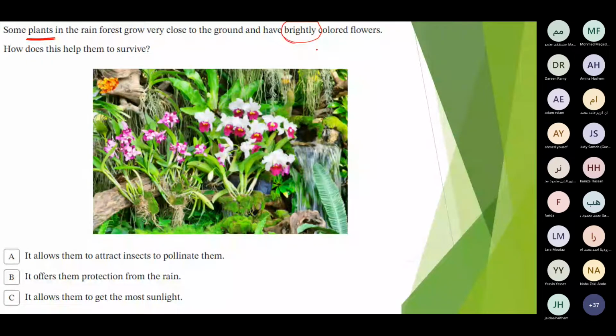Okay? So they grow very close to the ground. Take care, where is their place? In the rainforest. They are very close to the ground. So these are not trees. They are just plants growing near to the ground, and they have brightly colored flowers. If you remember last time, we said that bright color or colorful flowers means their colors are beautiful, vivid and many.